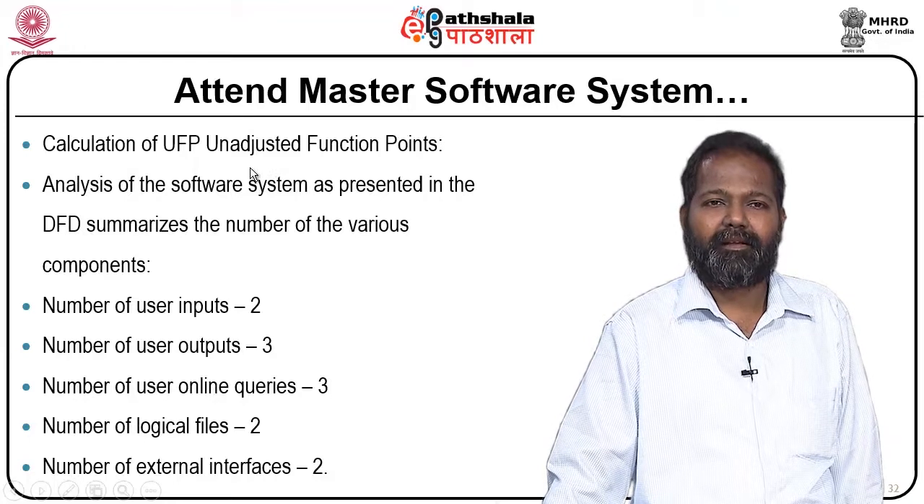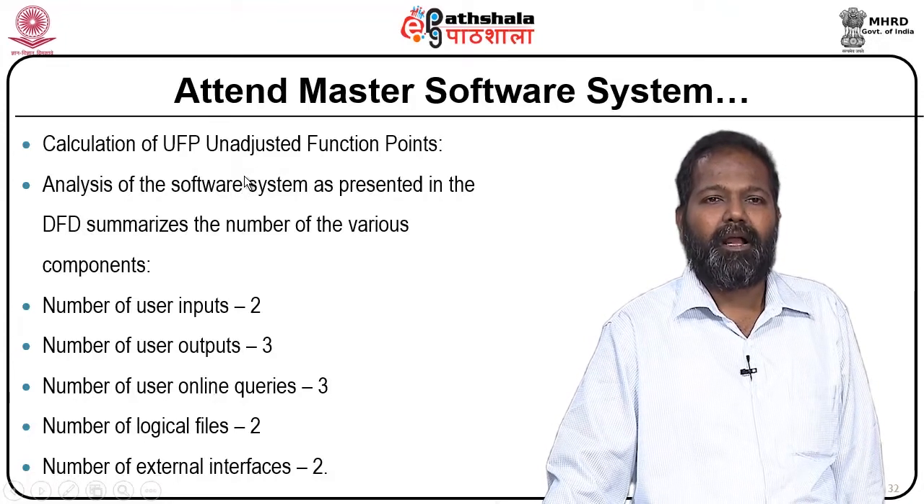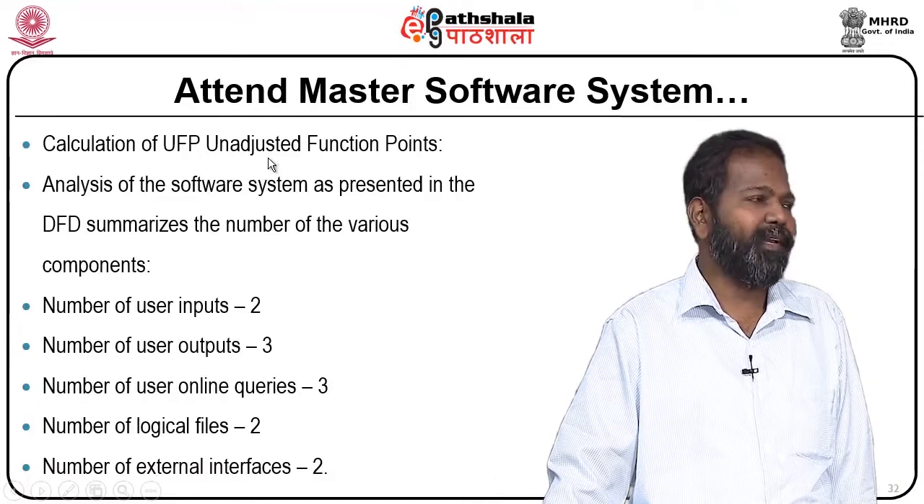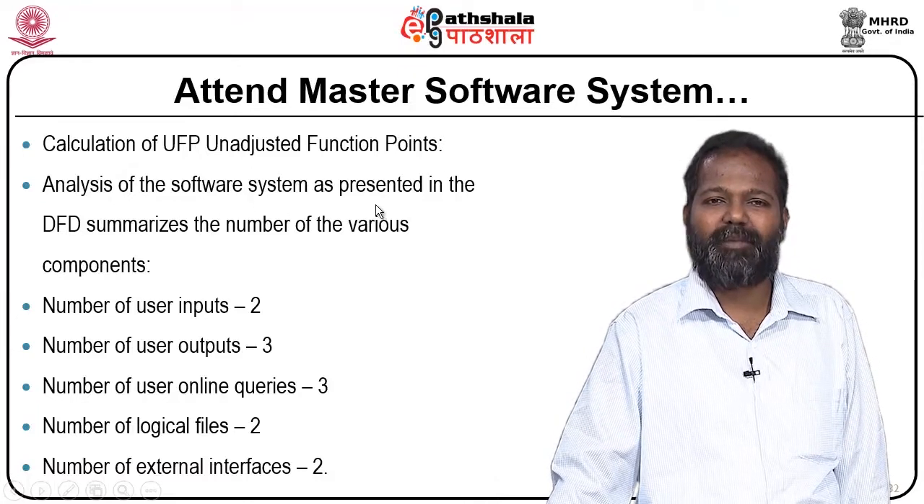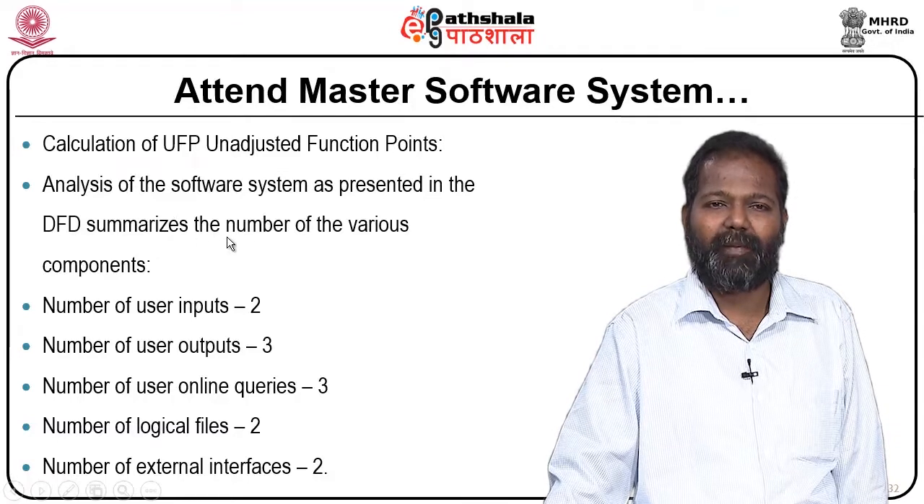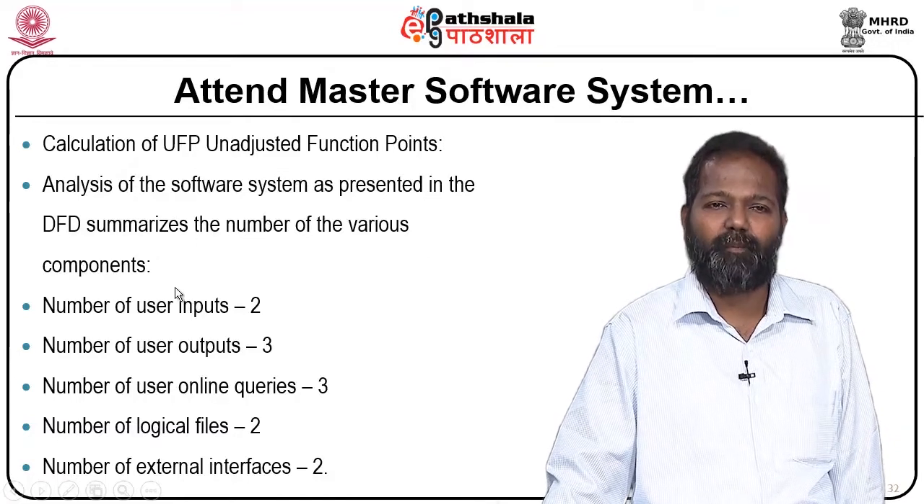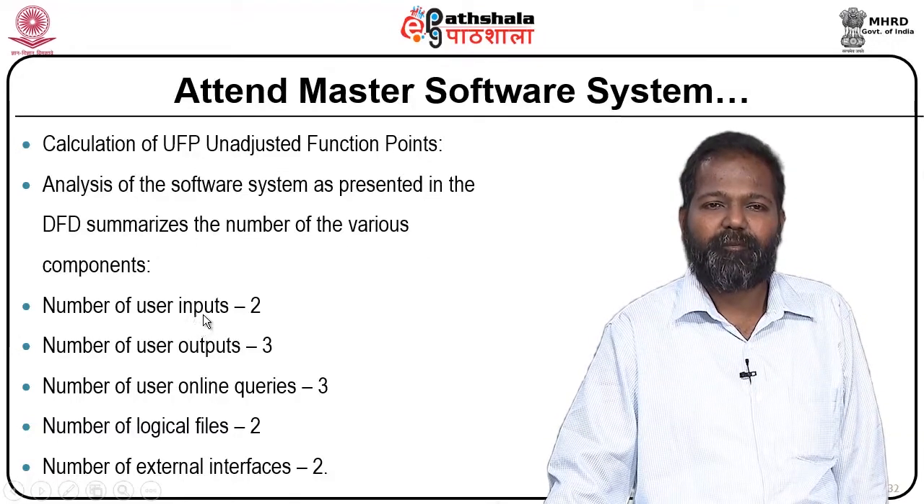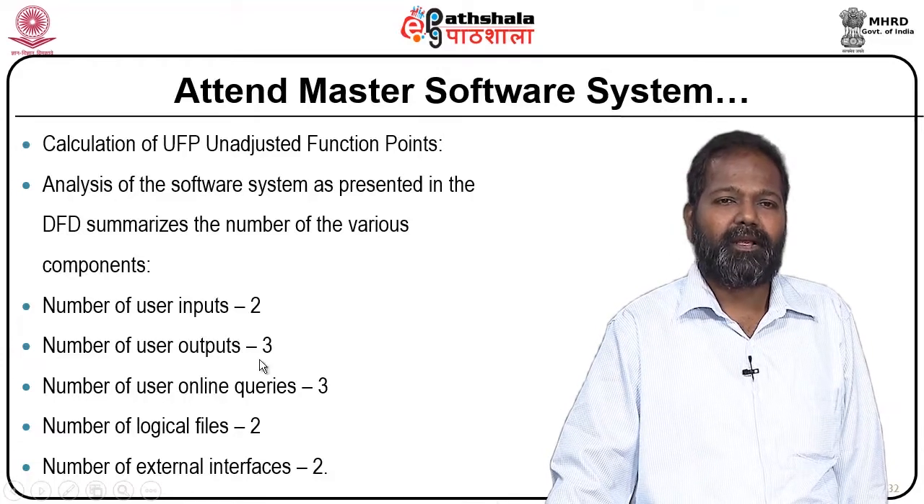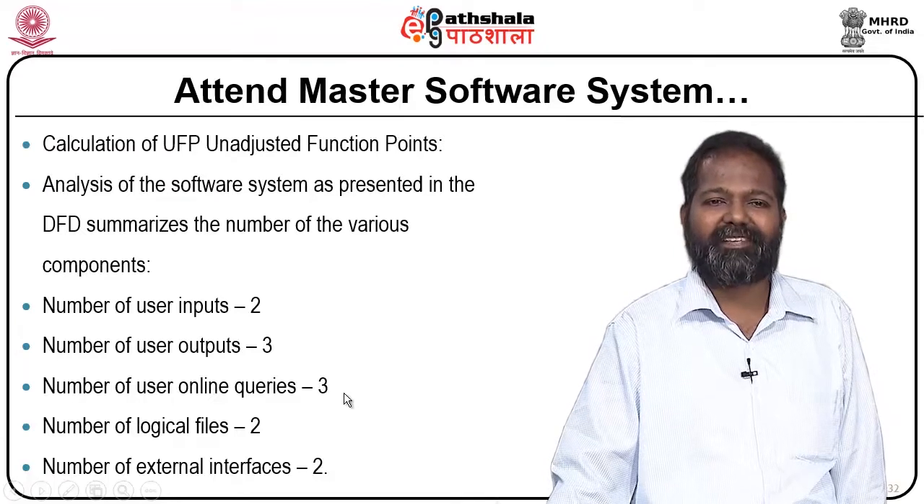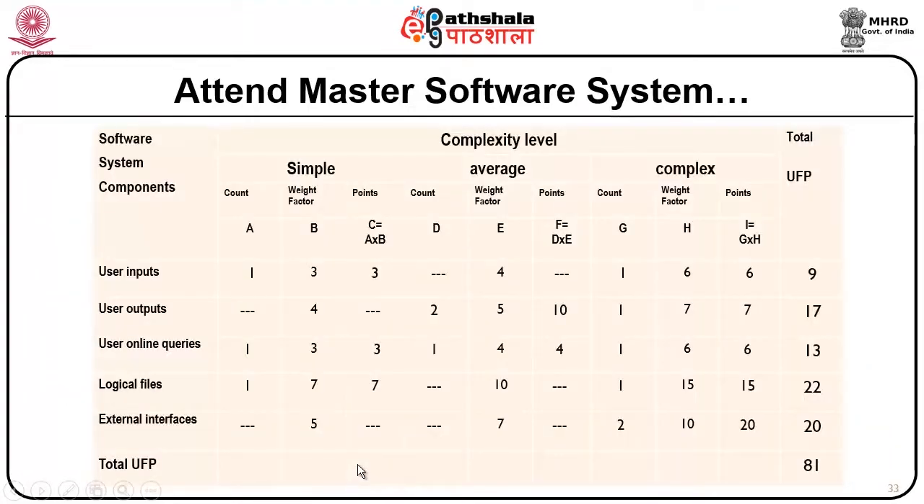Now, here is the calculation of unadjusted function points. Analysis of the software system as presented in the DFD summarizes the number of the various components. Number of user inputs 2, number of user outputs 3, number of user online queries 3, number of logic files 2, number of external interfaces 2.